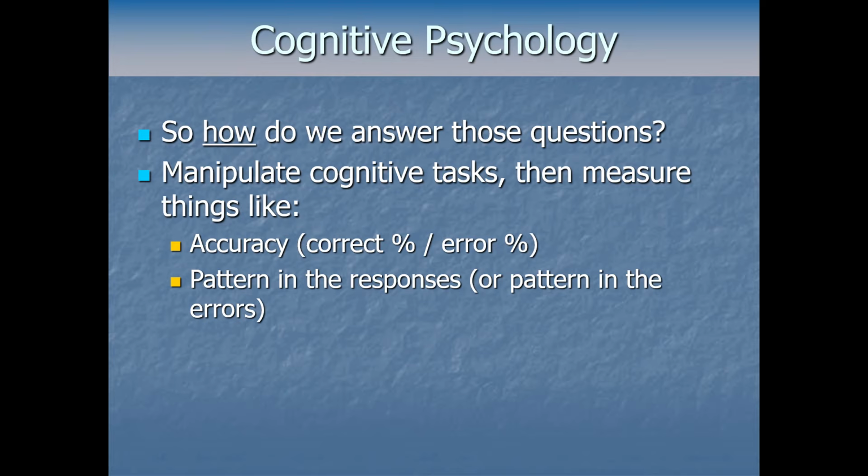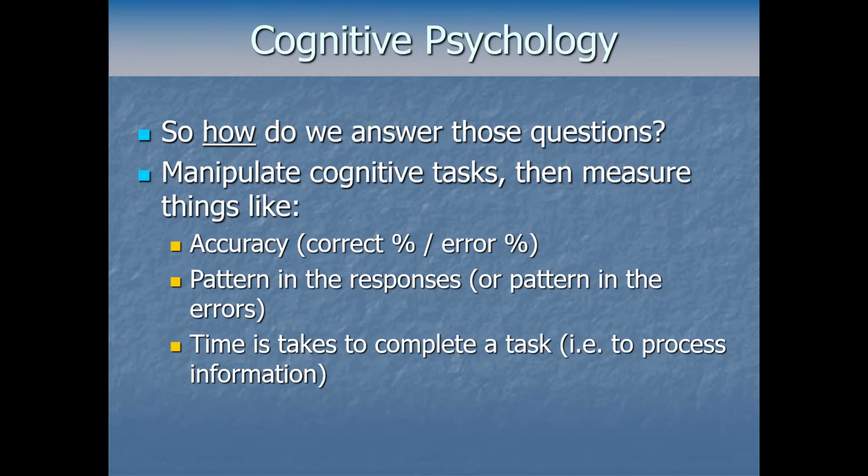That said, sometimes we use totally different kinds of dependent variables. For example, reaction time, the time it takes to complete a task. In other words, how quickly we can process information, and perhaps how quickly or slowly that goes for different kinds of processing tasks. Or maybe latency to respond, how long it takes us to respond in different conditions when we've manipulated those cognitive variables as an independent variable.